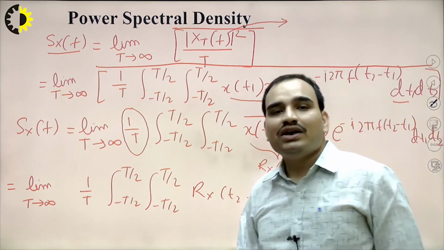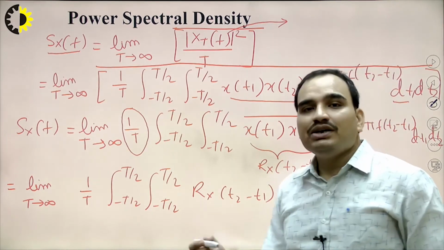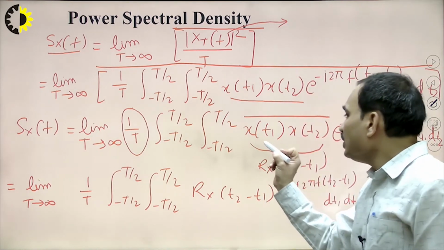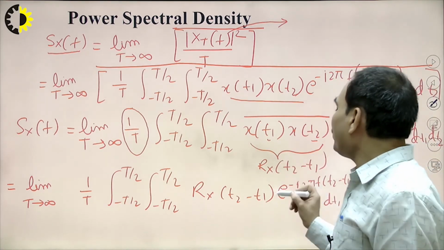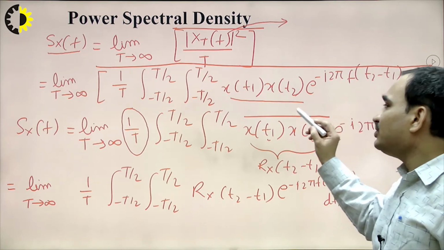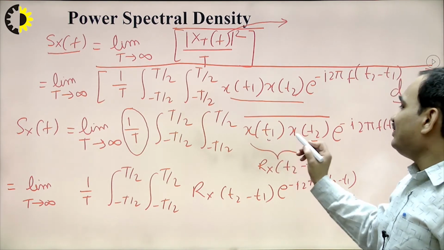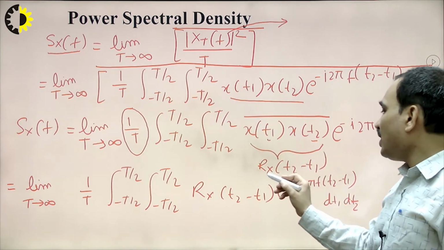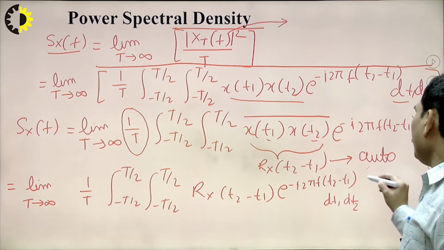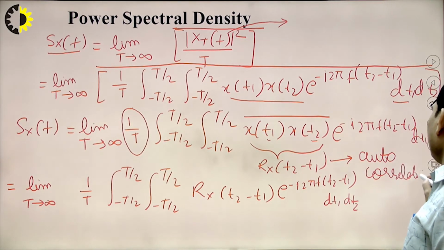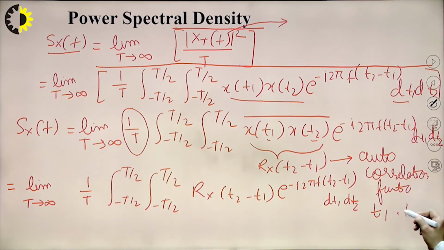Now we know that the autocorrelation function is nothing but the average of the multiplication of two signals. So here the process at two time instants is multiplied. So this is nothing but the autocorrelation function according to its definition. We can write that the multiplication x(t1) into x(t2) is the autocorrelation function Rx(t2 minus t1), the autocorrelation function at the time instants t1 and t2.